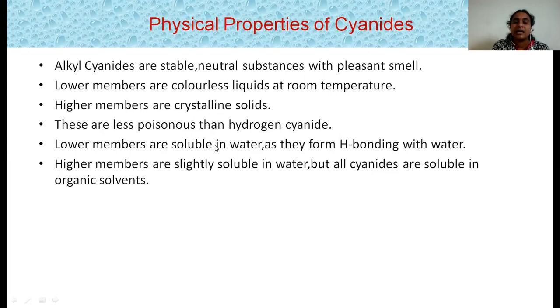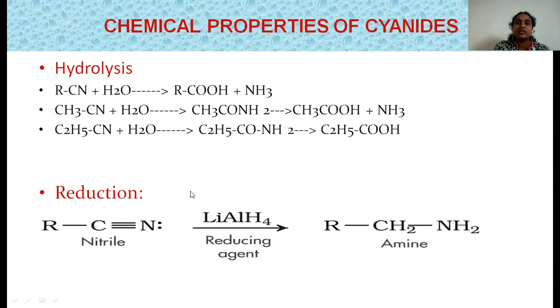Alkyl cyanides up to the ethyl group have less non-polar organic character, hence they are able to dissolve in water by formation of hydrogen bonding. Whereas for higher members, as the carbon number increases, the organic nature increases, hence they are not soluble in water. Higher alkyl cyanides are soluble in organic solvents. So these are the physical properties of cyanides.